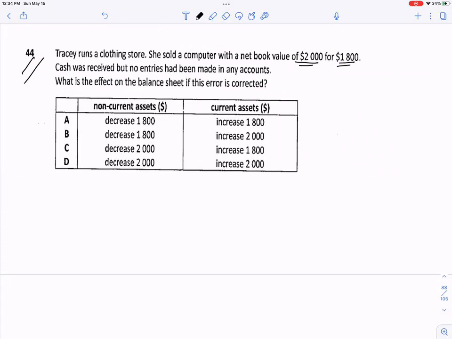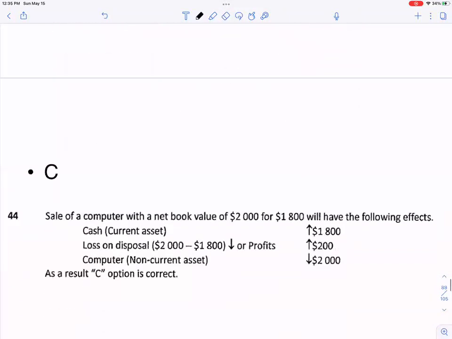Cash was received, but no profit was made. Because she sold the computer, the non-current assets would decrease by 2000 for any of these two. And she received the cash. Cash received means current assets would increase, and she would receive only 1800. Answer C.